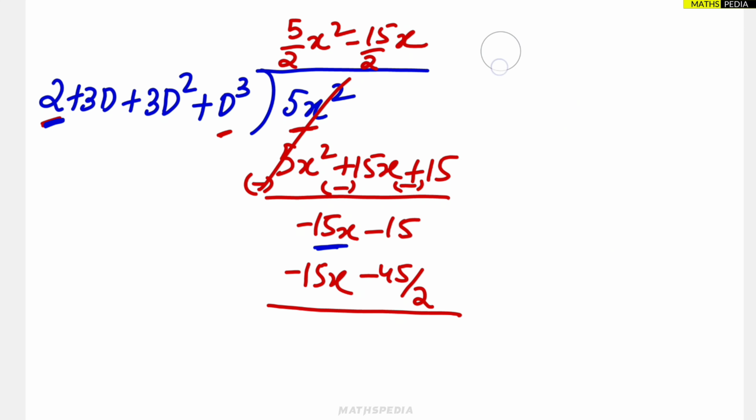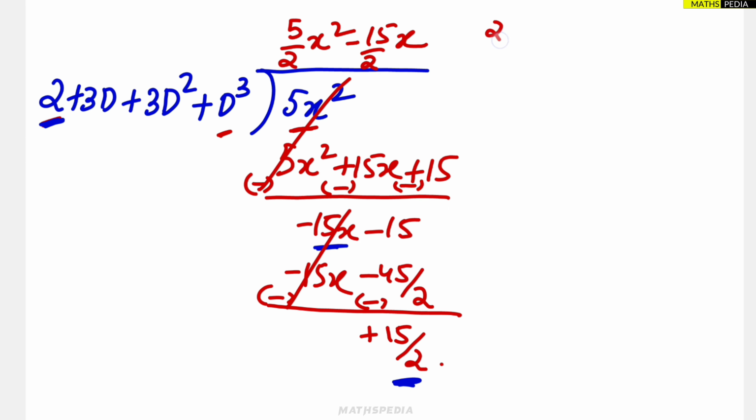Now I have to subtract. This thing is gone. Minus 15 plus 45 by 2, it is 15 by 2. I hope you got it. Plus 15 by 2. Okay. Next, again, which is the first element? This is the first element. 2 is the first element. So 2 should be multiplied with what to get 15 by 2? So that multiplication factor is 15 by 4. So put it over here, 15 by 4. Right. So here you will be getting 15 by 2 after multiplication.